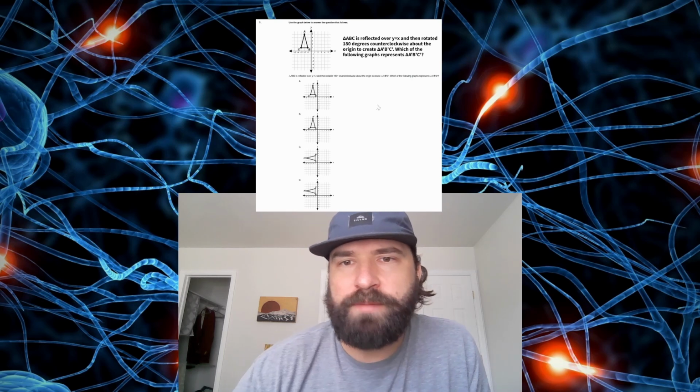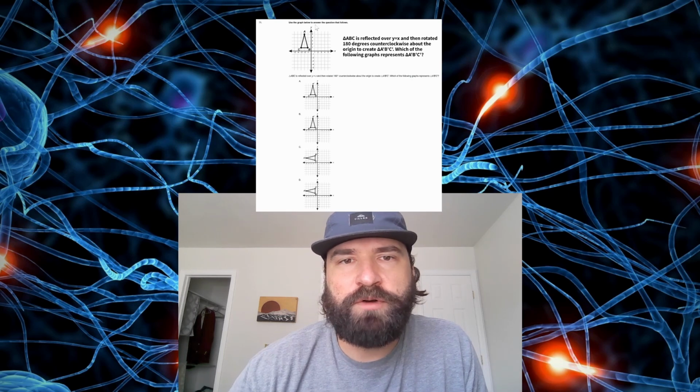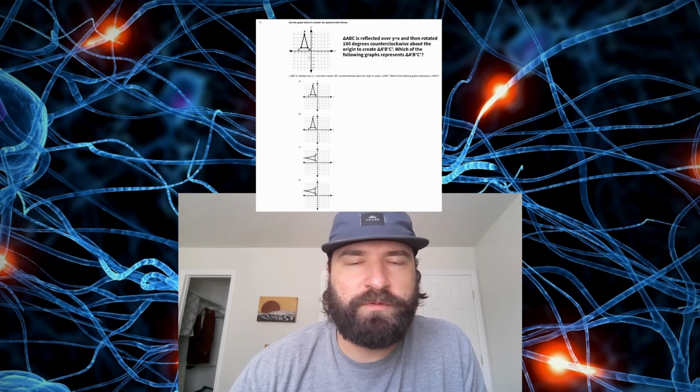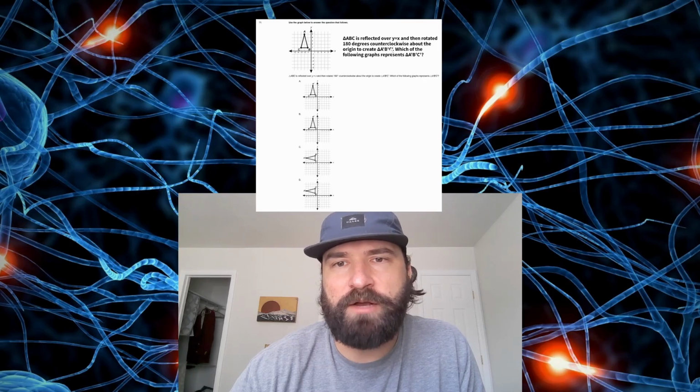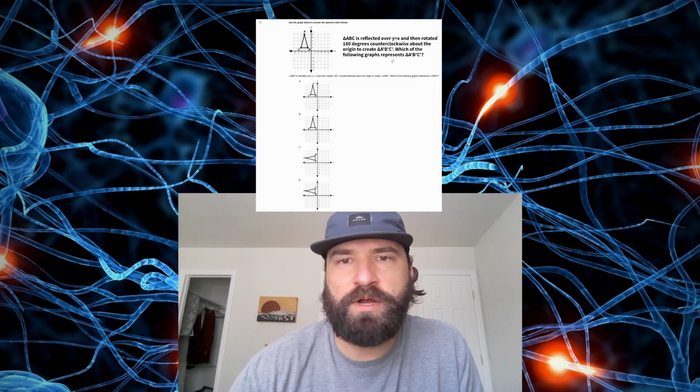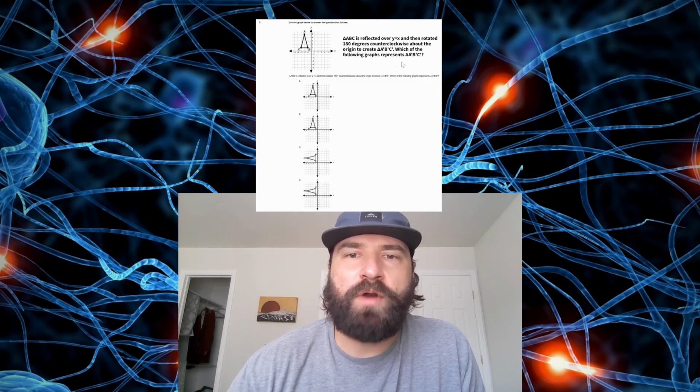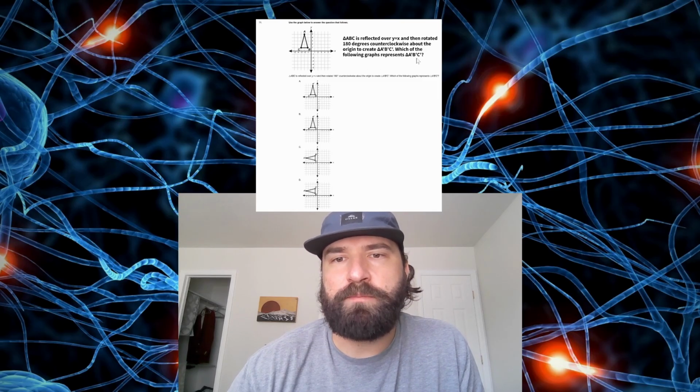All right, let's run through another MTEL question. This one says, use the graph below to answer the question that follows. And we've got this coordinate grid with a triangle on it. It says triangle ABC is reflected over y equals x and then rotated 180 degrees counterclockwise about the origin to create triangle A prime, B prime, C prime. Which of the following graphs represents triangle A prime, B prime, C prime?